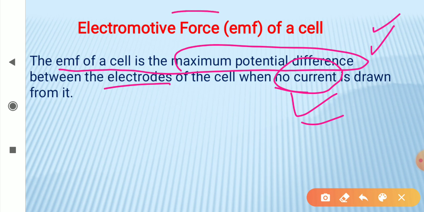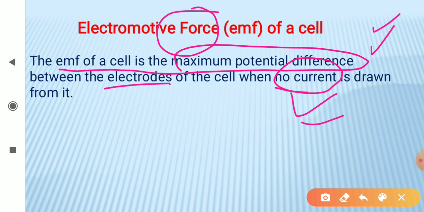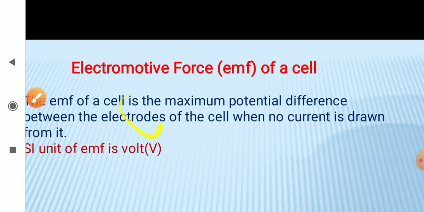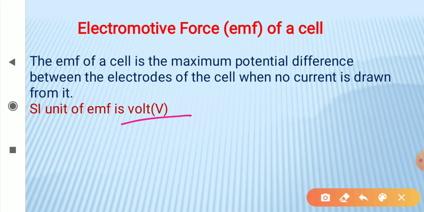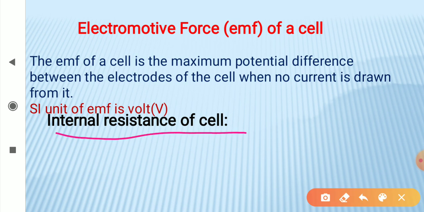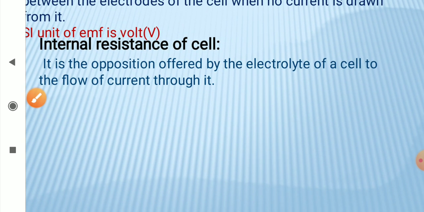Another point to note is that EMF is not a force, it is potential difference. So its SI unit is volt, because it is potential difference. And see, your cell consists of electrolyte and current has to pass through electrolyte. Now this electrolyte offers resistance to the flow of current through it, and that resistance is called its internal resistance, right?